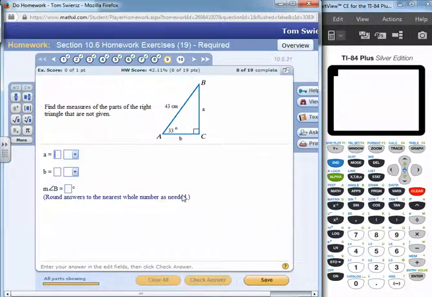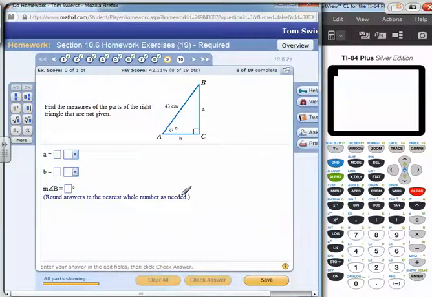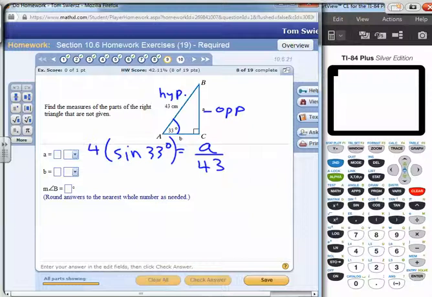Question number 9. Okay, find the measures of the parts of the right triangle. So we've got side A. With respect to angle A, side A is opposite and the hypotenuse is given. So for sine of A, which is 33 degrees, the side opposite A is missing over the hypotenuse, which is 43. So multiply both sides by 43, it cancels here, and we'll get A equals 43 times the sine of 33 degrees.